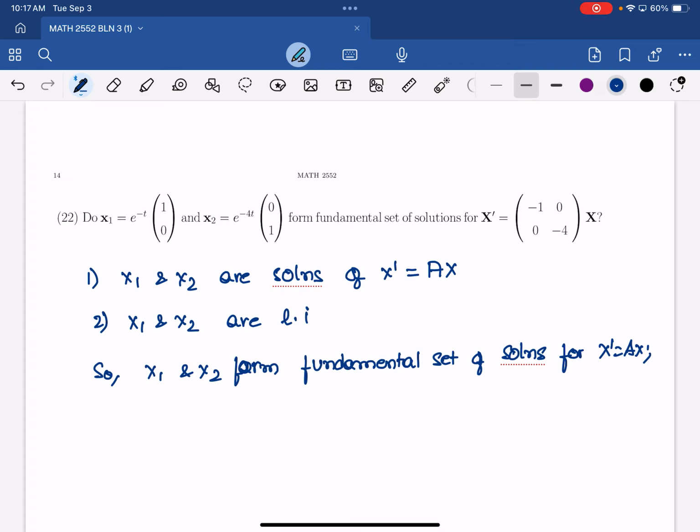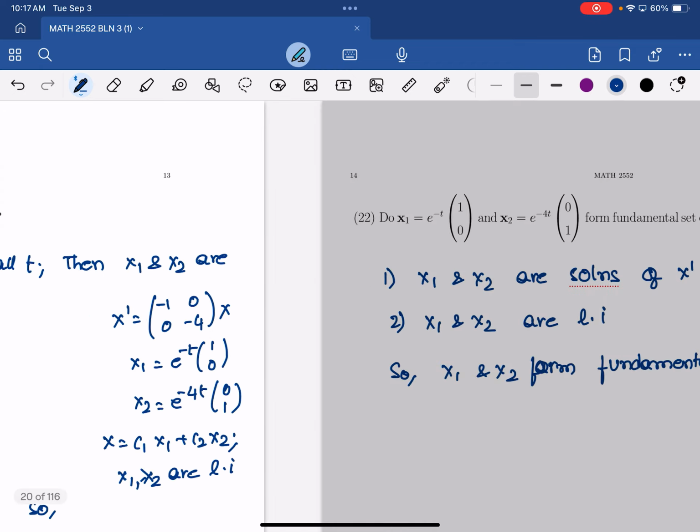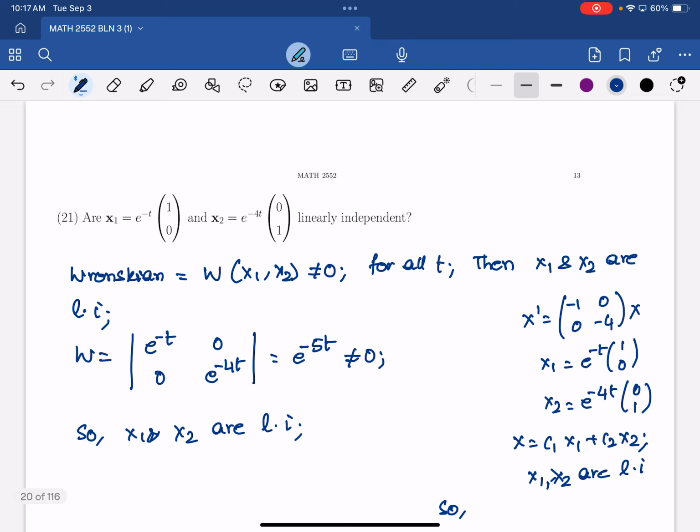Wait, did you say the Wronskian? Yes. If that's not 0, then they're linearly independent. But what about the trivial solution? They'll meet at t equals 0. Trivial solution is always a solution, right? Homogeneous system will always have a trivial solution, so it's of no interest.